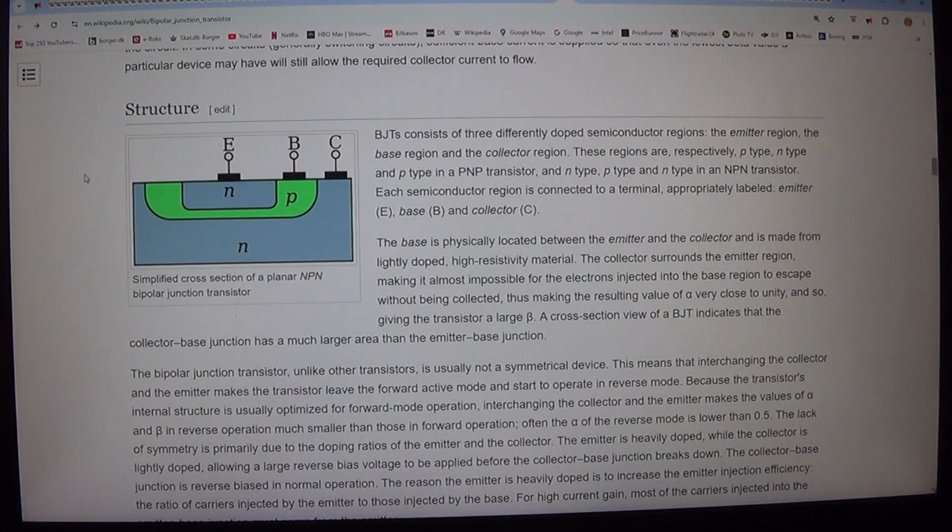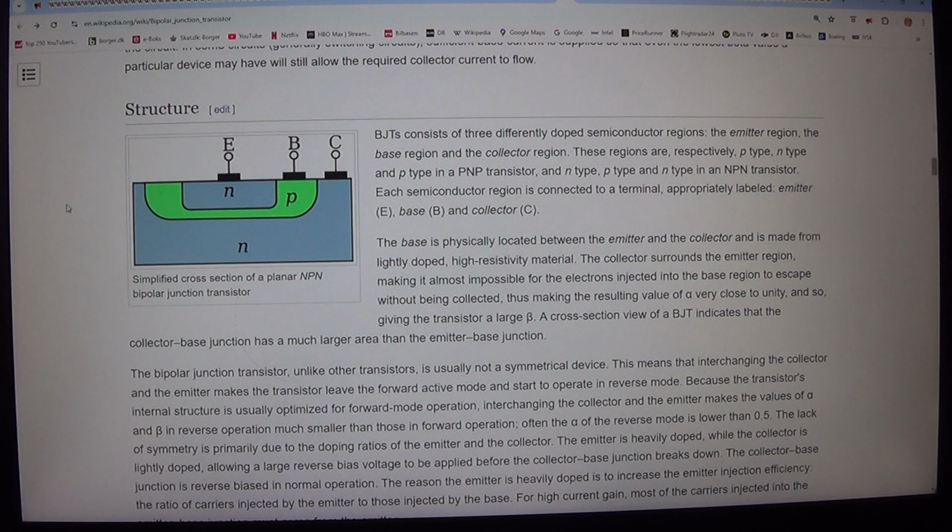Structure. Simplified cross-section of a planar NPN bipolar junction transistor. BJTs consist of three differently doped semiconductor regions: the emitter region, the base region and the collector region. These regions are, respectively, P-type, N-type and P-type in a PNP transistor, and N-type, P-type and N-type in an NPN transistor. Each semiconductor region is connected to a terminal, appropriately labeled emitter, E, base, B, and collector, C.